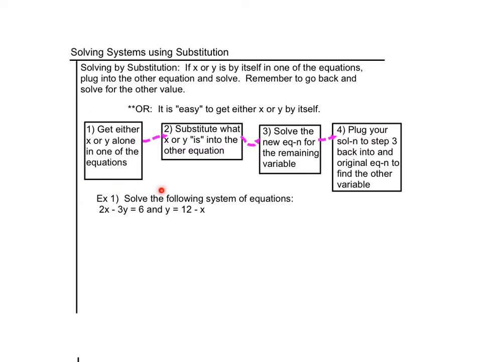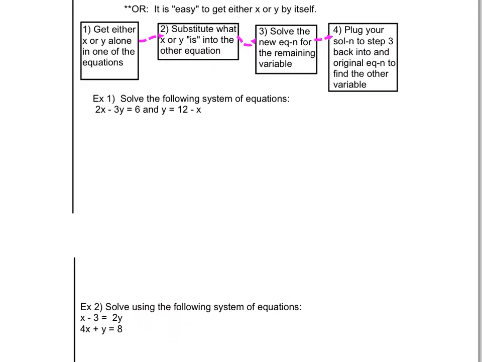These are our steps we're going to follow. So we'll get one of them alone. Sometimes they'll already be alone, so we can skip step 1. We'll substitute what either x or y is into the other equation, use our techniques for solving to solve for the remaining variable, and then plug our solution to step 3 back into the original equation to find the other variable. So let's go ahead and dig in on example 1. There are 3 examples if you want to watch the first 2 and follow along with me. Example 3 is an excellent one for you to try on your own after pausing the video.